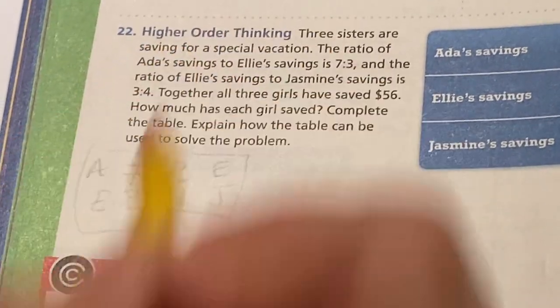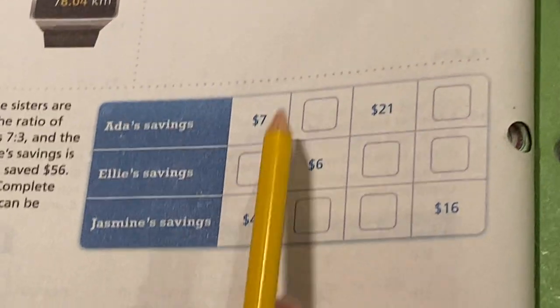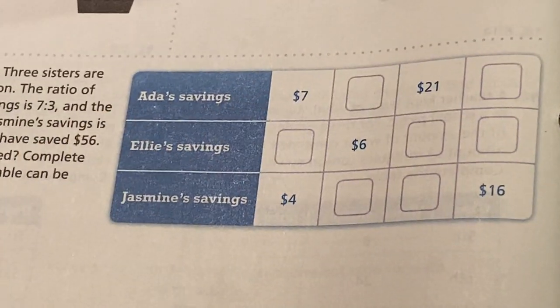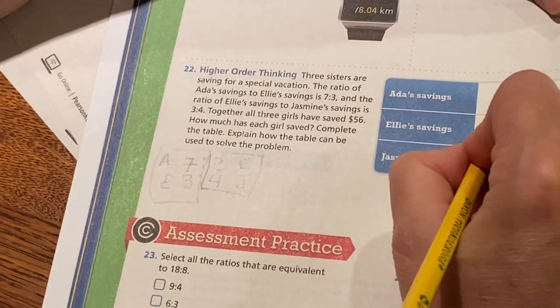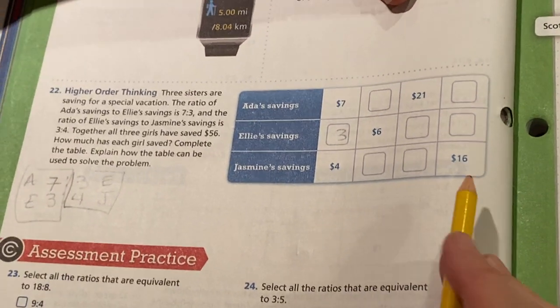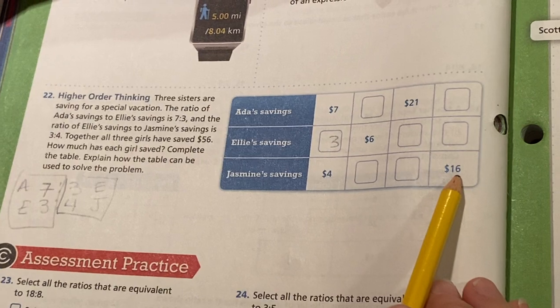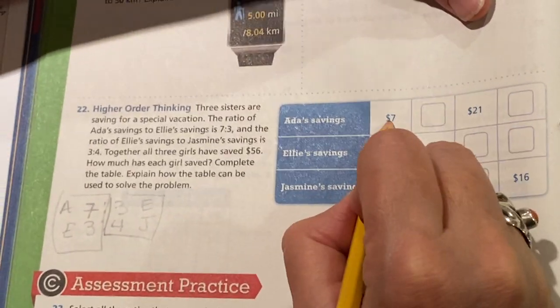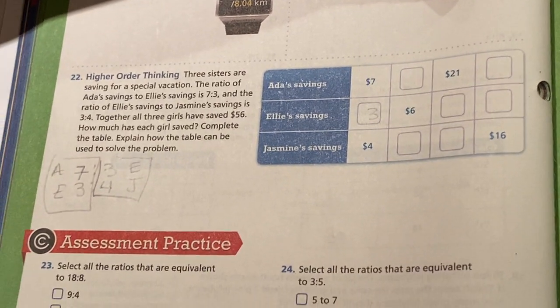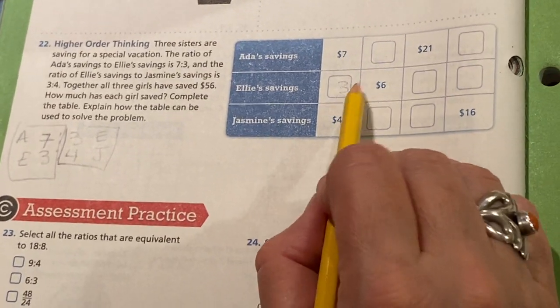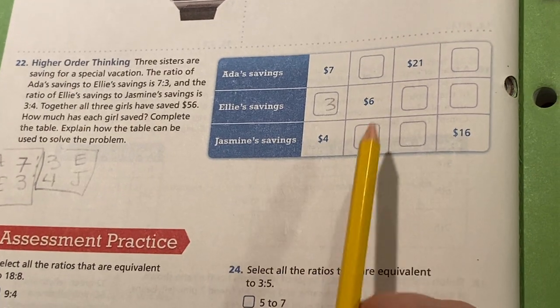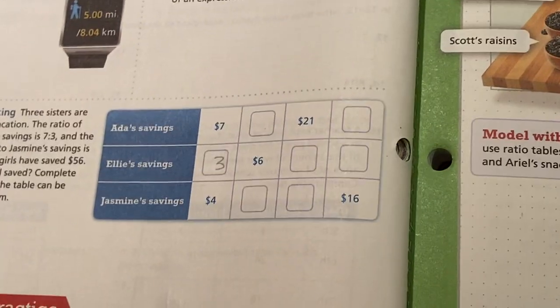All right. So when Ada's savings are $7, we know Ellie's savings are, what's Ada to Ellie? Ellie's savings are 3. Okay, now let's look at this over here. Jasmine's savings, 16 here. So we've got 7, 3, 4. This is 21. 7 something, 21. What do you think? And with this, we've got 3, 6. What do you think the next 2 are? And then with Jasmine's savings, we've got 4, blank, blank.